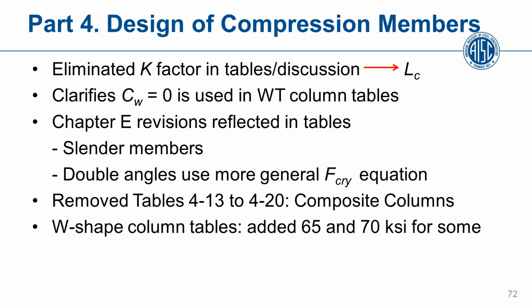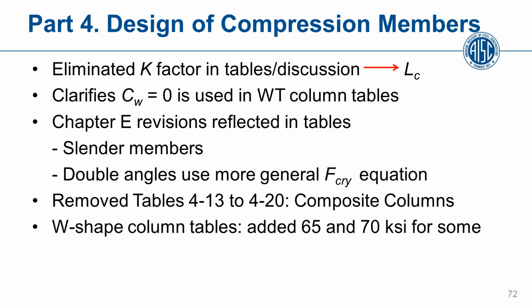Part 4 is the design of compression members. Now we've talked previously in the specification about the elimination of the K factor in tables, and now we're using L sub C. You can refer back to that information to see what's involved, and look at the manual. There's a good discussion in the manual as well as in the specification on that. It also clarifies that C sub W is equal to 0 for WT column tables. Chapter E has revisions in the tables for slender members. Double angle members use the more general F sub CRY equation.